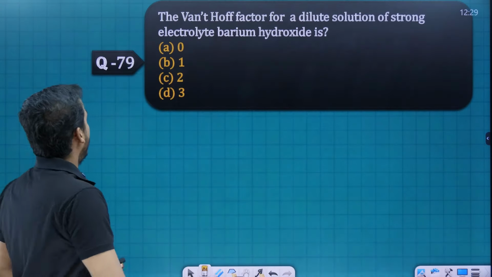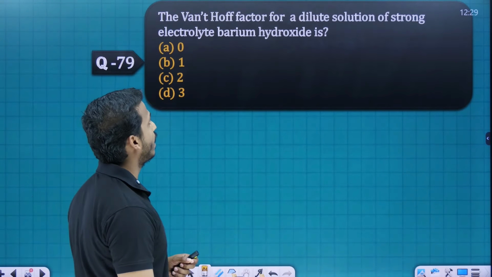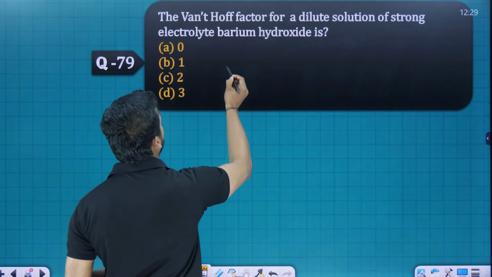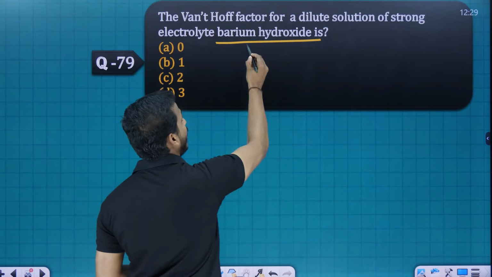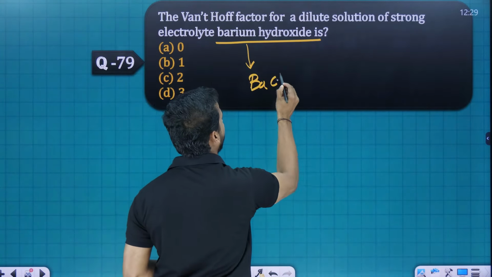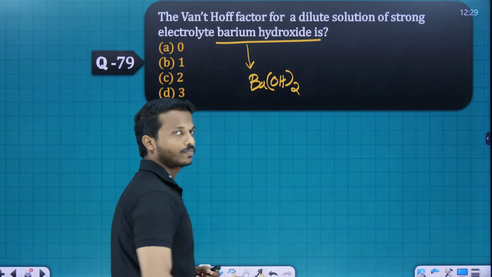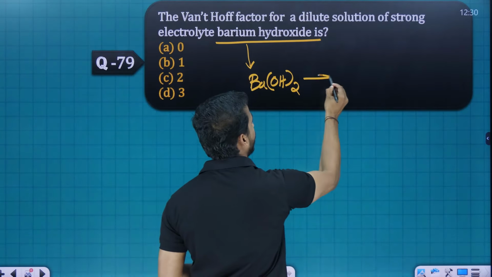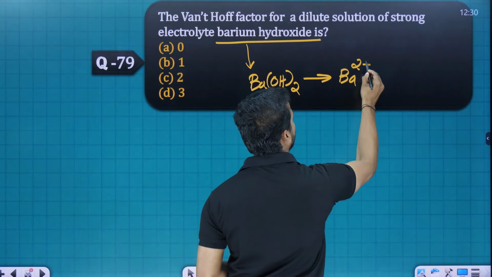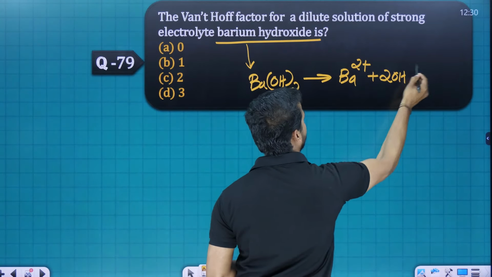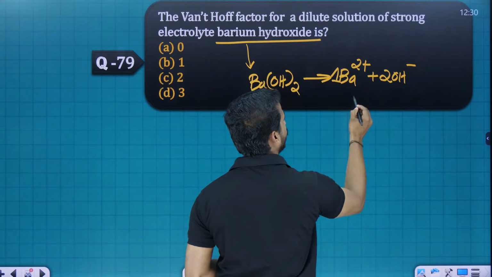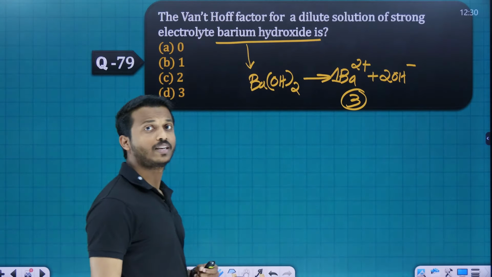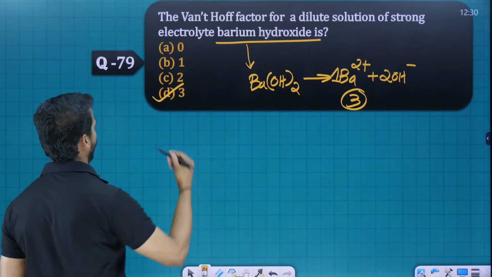Now, the Van Hoff factor for a dilute solution of strong electrolyte barium hydroxide. What is the barium hydroxide formula? Ba(OH)2. How does barium hydroxide break down? Ba2+ and 2OH-. So total 1 barium, 2 OH. So what is the Van Hoff factor? 3. 3 ions it can produce.